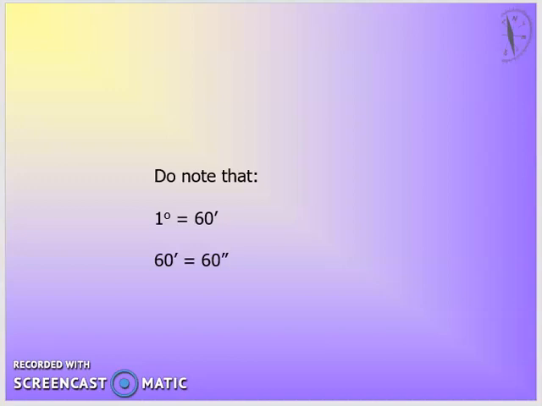Now that we have talked about the different types of bearings, let's look at some examples on calculations of angles and bearings. Before we do the calculations, please take note that for angles, we still use the traditional way of talking about them. In a sense, 1 degree is 60 minutes, and 1 minute is equal to 60 seconds. So let's look at a few examples on calculations of angles and bearings.